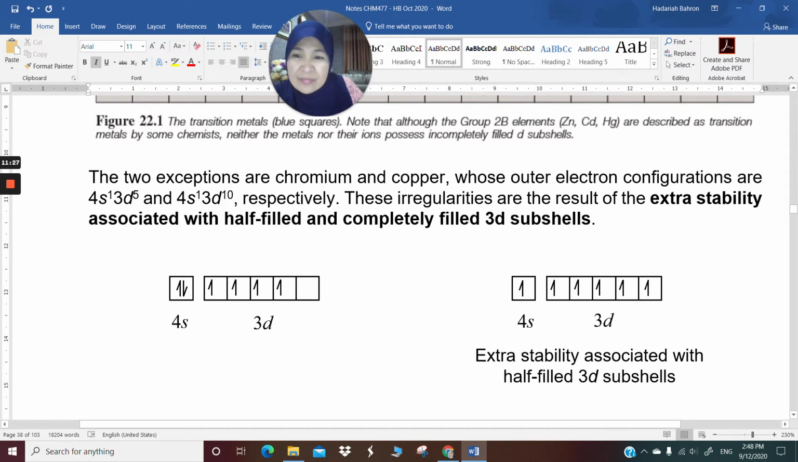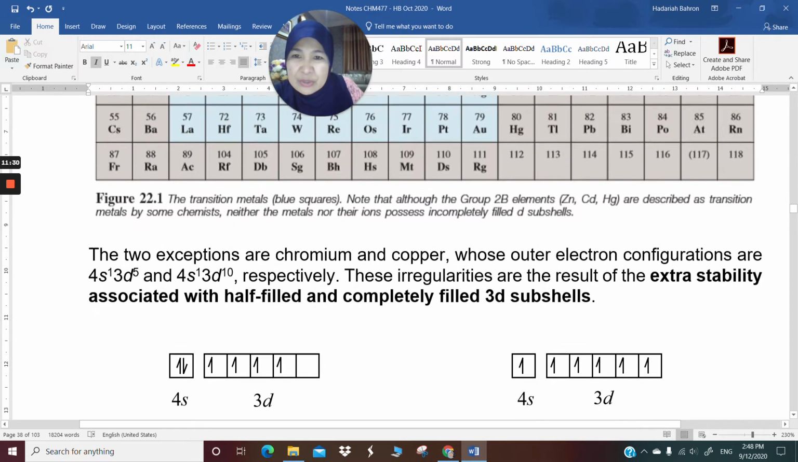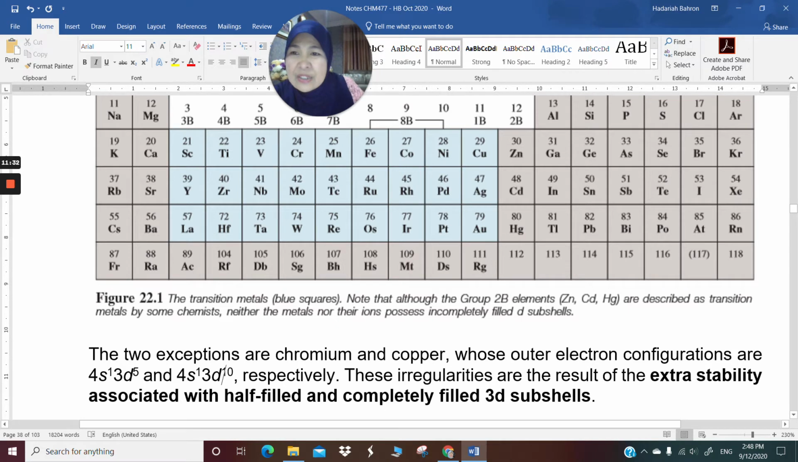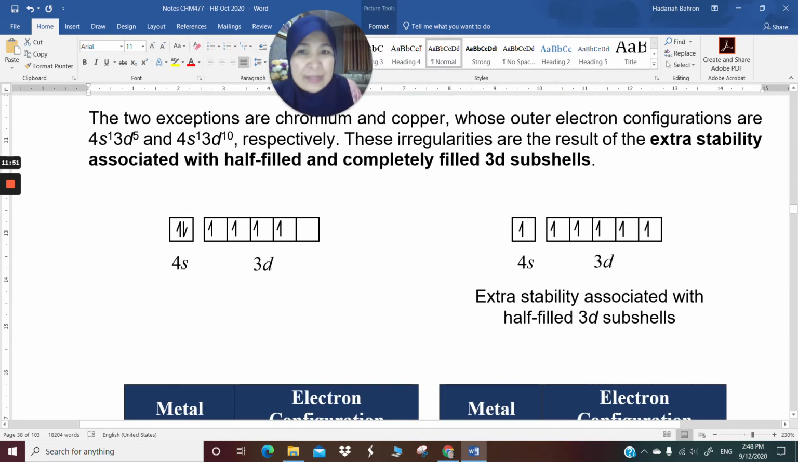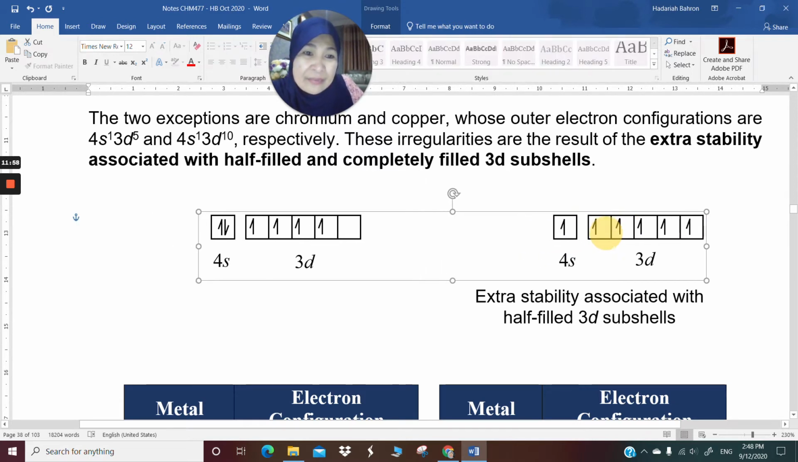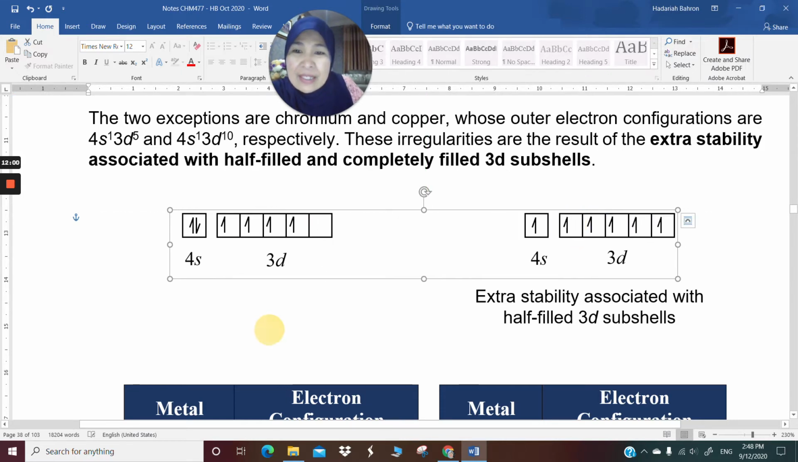Here this is your chromium. It should be 4s2, 3d1, 2, 3, and 4. 4s2, 3d4. Yeah, for chromium, that is what we estimated, or that's what we follow in the flow. It will be 4s2, 3d4. However, that is not happening. What happens in real life is 4s1 and 3d5.